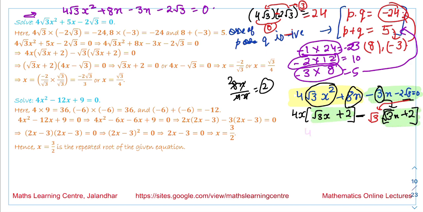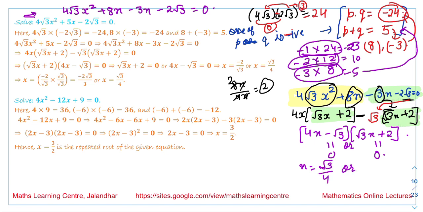So the final answer we get is 4x minus root 3 into square root 3x plus 2. When we equate these terms equal to 0, either this is 0 or this is 0, so we get x is equal to square root 3 by 4, or x is equal to minus 2 by square root 3.